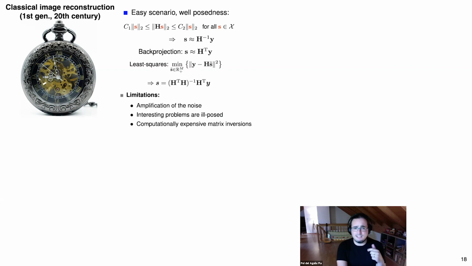Limitations of these approaches are that they amplify the noise. Of course, most interesting problems are ill-posed, so the condition is not given to start with. And then inverting matrices this large is computationally expensive. Just think that the matrix H has as dimensions the number of pixels in your image, or the number of synthesis functions that you use to represent the image, times the number of measurements.